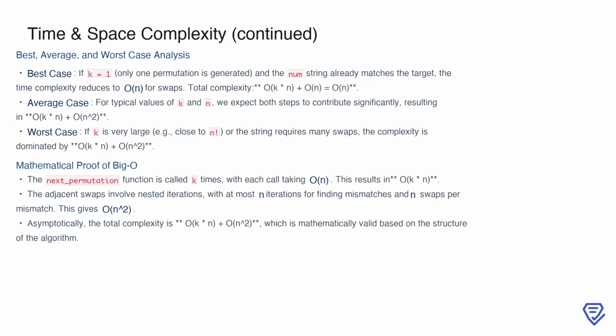In the worst case, if k is very large, such as close to n, or the string requires many swaps, the time complexity is dominated by O(k * n) plus O(n^2). Mathematically, this is valid because the next_permutation function is called k times, each with an O(n) cost, giving O(k * n). Similarly, the adjacent swaps involve nested iterations, with up to n iterations for mismatches and n swaps per mismatch, resulting in O(n^2). Together, the total complexity of O(k * n) plus O(n^2) accurately represents the algorithm's behavior.